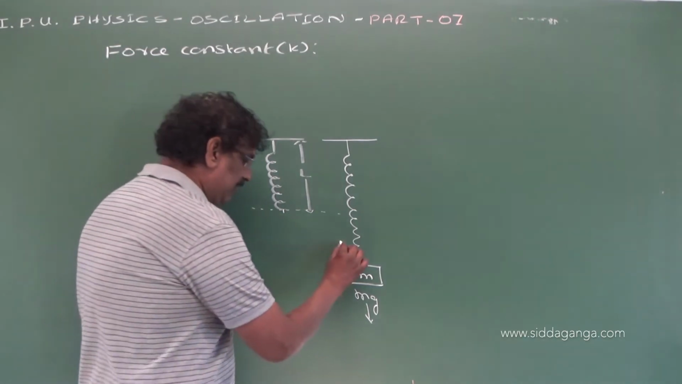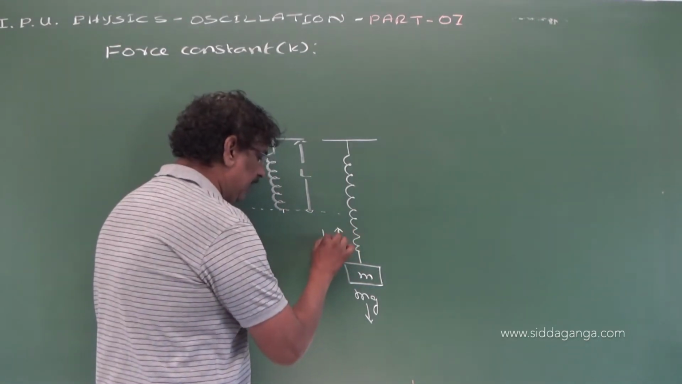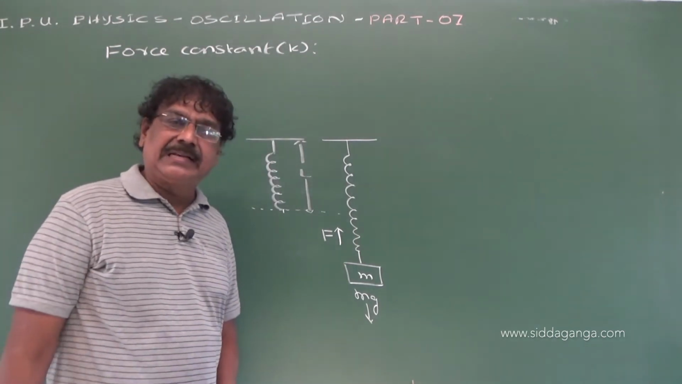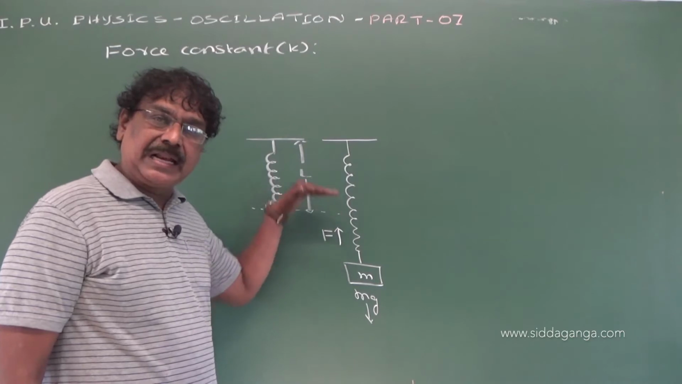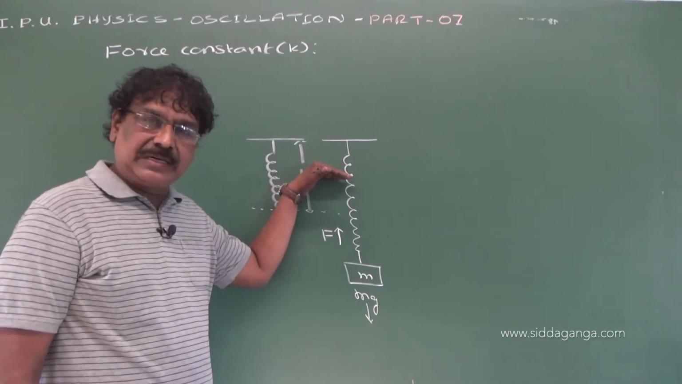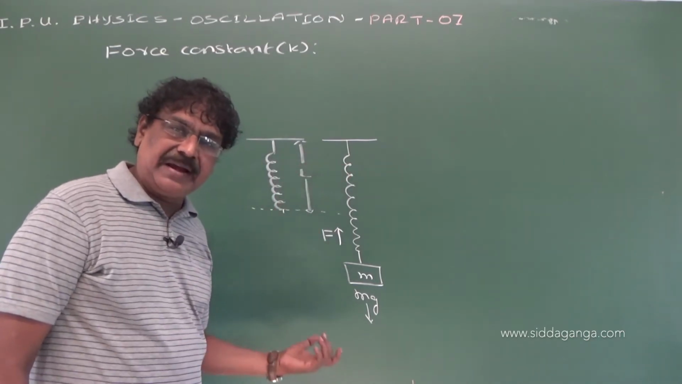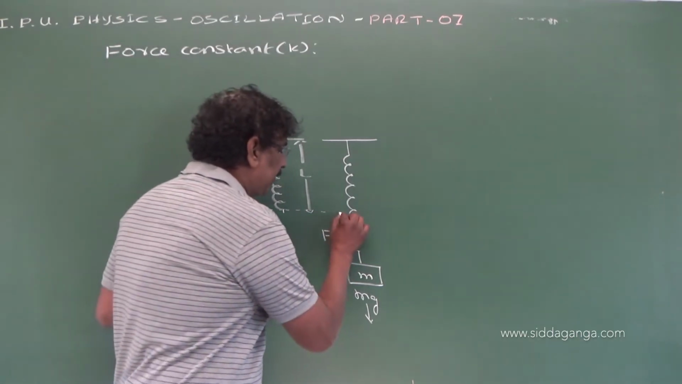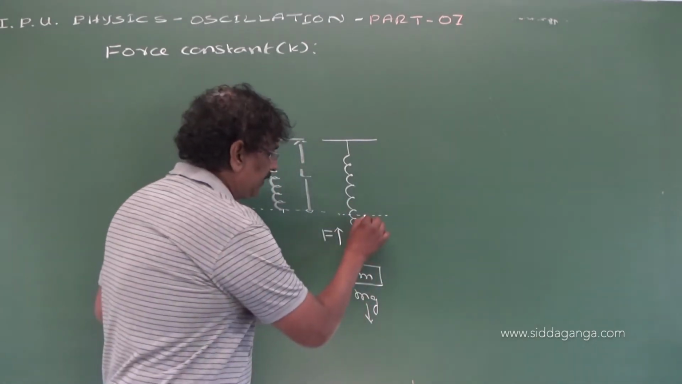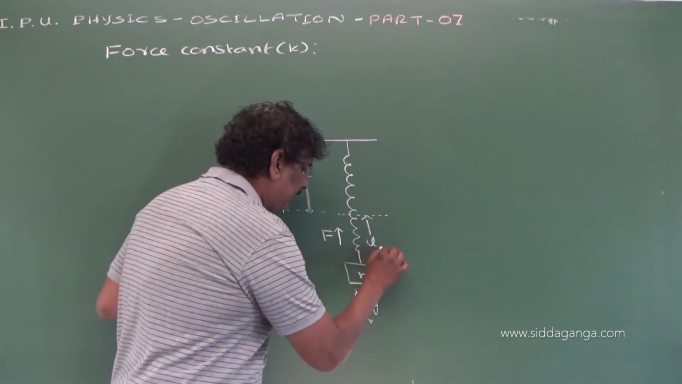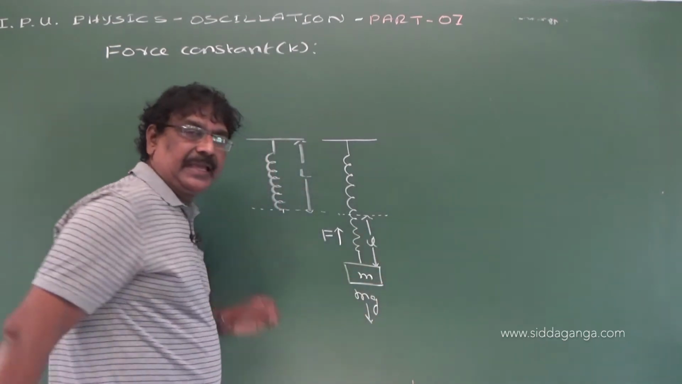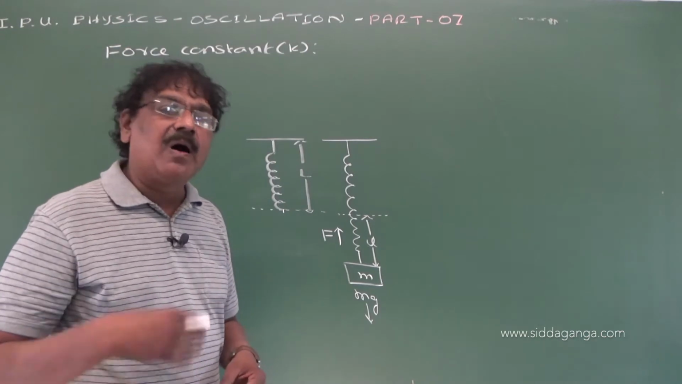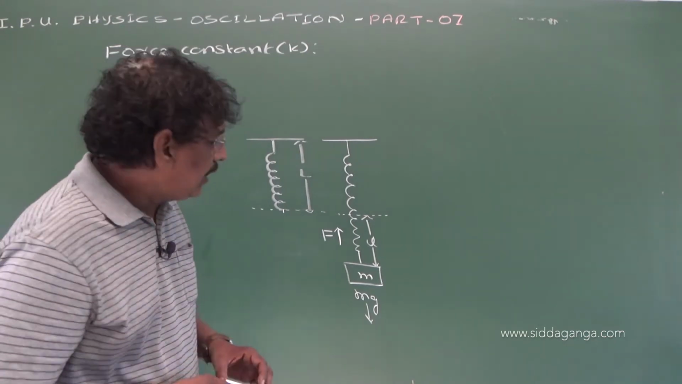Now, a restoring force F comes into play, and that acts vertically upward, in the opposite direction of the weight. Here the weight acts as the displacing force. Now here the length of the spring is increased by L. It gets expanded, or it is displaced.